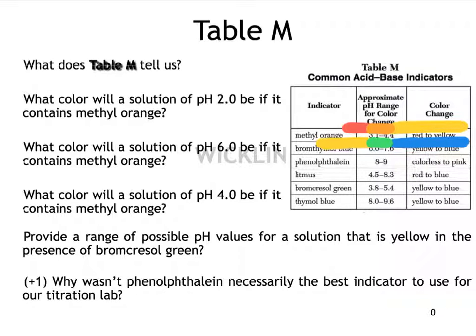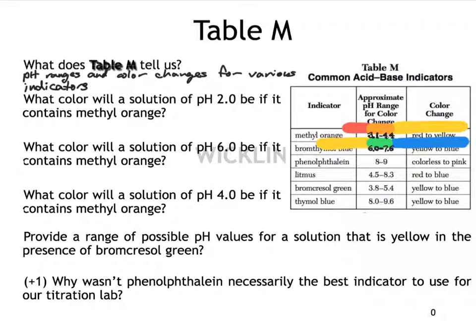So let's answer the questions here on this page. What does Table M tell us? It tells us the pH ranges at which our indicators will change colors and what colors they'll change. Let's answer these questions. What does Table M tell us? It tells us the pH ranges and color changes for various indicators.